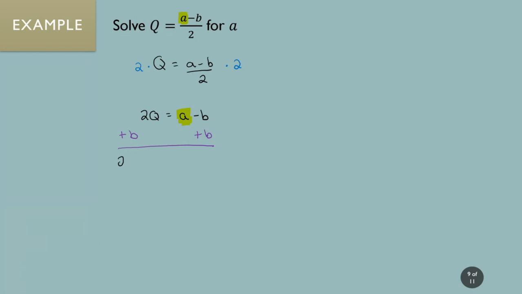So generally the way we will write it is we'll just start with our 2q and then we'll put the plus b after that versus b plus 2q. It really doesn't matter. And then that is equal to a. So we got our a by itself. So that's another technique where sometimes you have to multiply both sides first to get rid of fractions in order to solve for what you want.